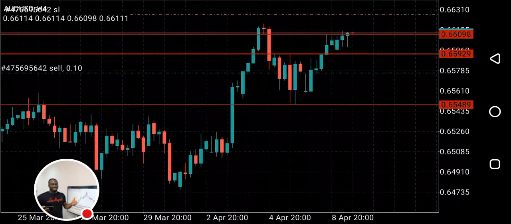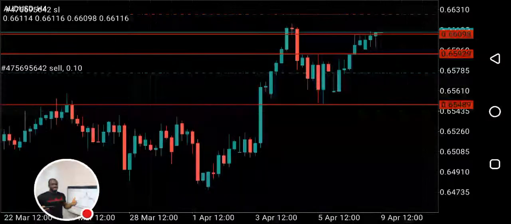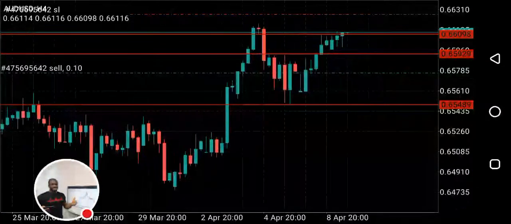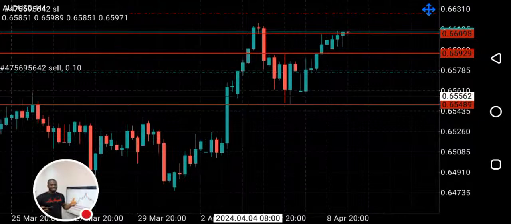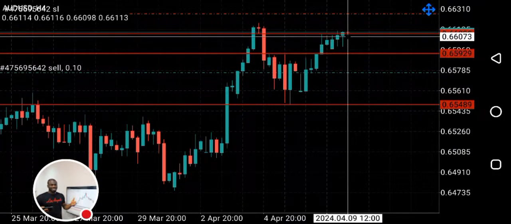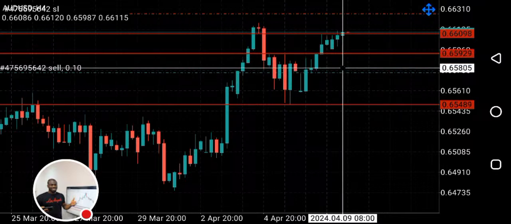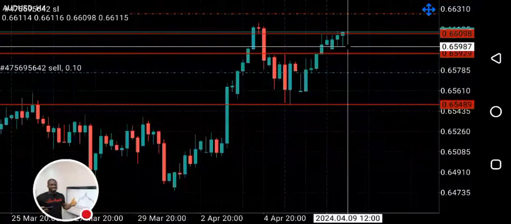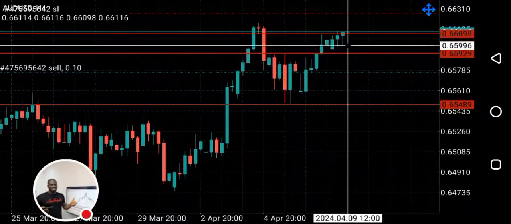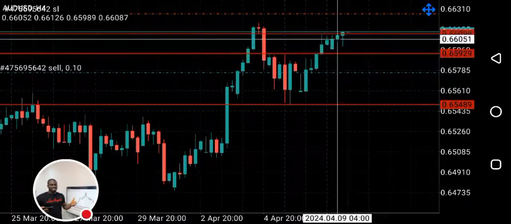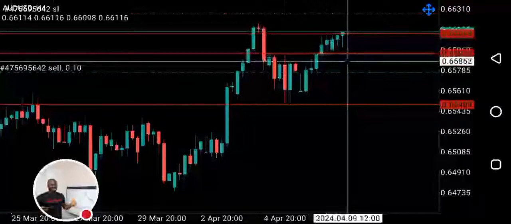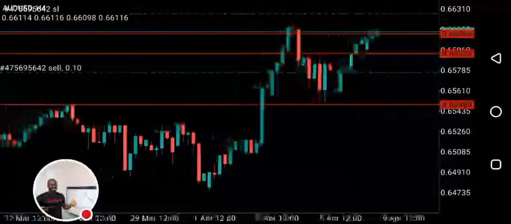So my bias on Australian dollar USD still remains bearish. I would advise you wait. If you want to sell Australian dollar USD, wait for the current 4-hour candle to close bearish before you sell. You cannot jump in and start selling with the current pattern. You have to wait for a bearish candle to close before you sell. I hope that is clear. Let's move to the next pair.